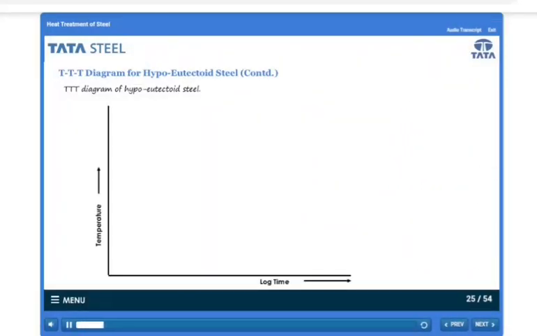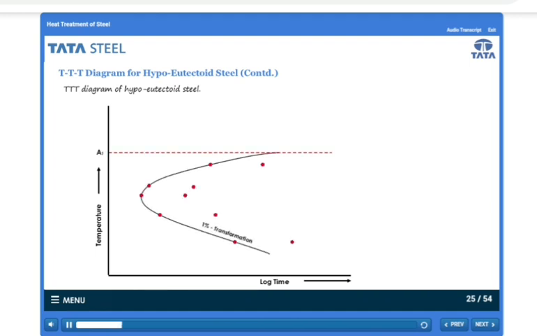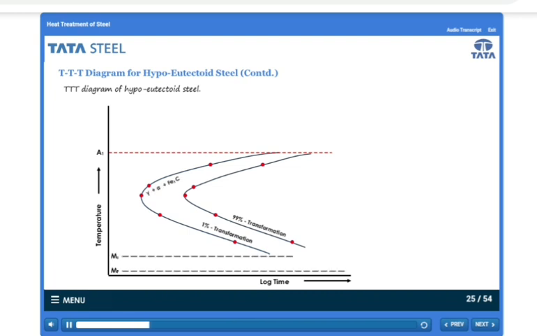The TTT diagram for hypo-eutectoid steels will have an additional curve to show the precipitation of pro-eutectoid ferrite from austenite before the remaining austenite is transformed to pearlite. As the carbon percentage increases, A3 decreases. That is, austenite stabilizes. So the incubation period, T0, for the austenite to pearlite transformation increases. That is, the C curve moves to the right.